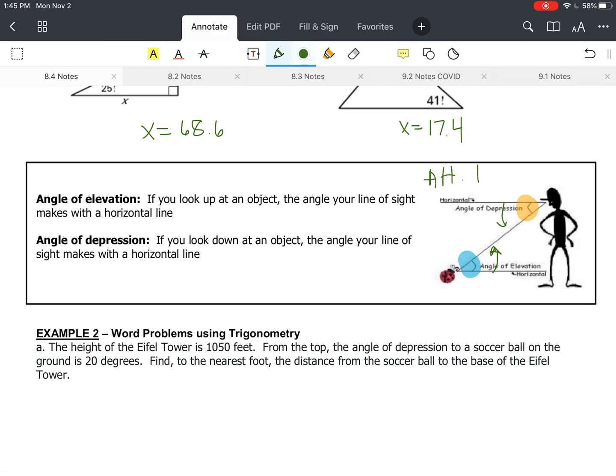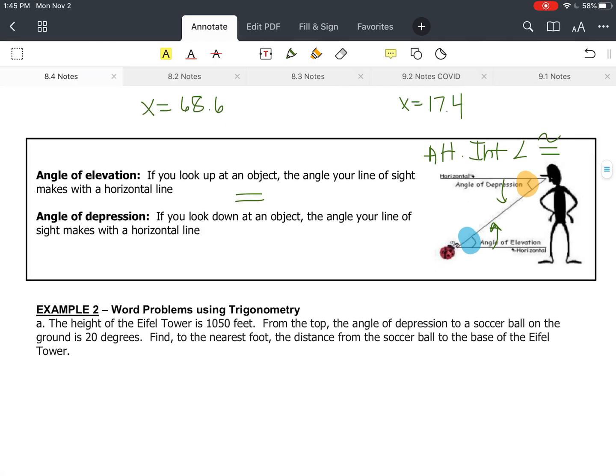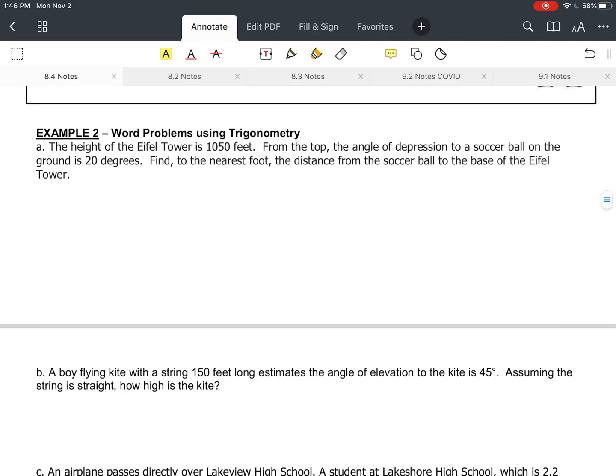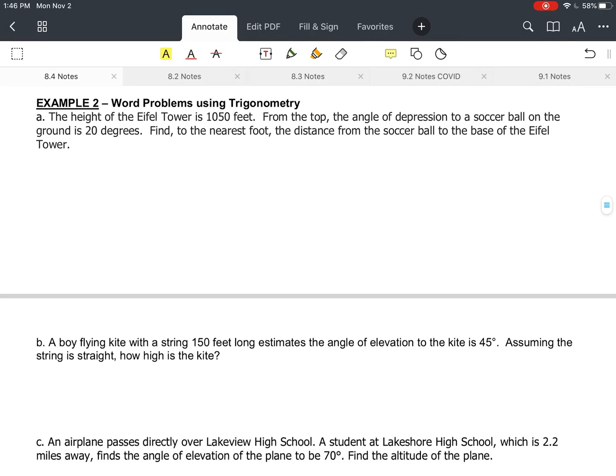Notice the orange angle and the blue angle here. They are alternate interior angles, back from chapter 3. We learned that given 2 parallel lines, and horizontal lines will be parallel, alternate interior angles are going to be congruent. So it turns out that these 2 angles, the angle of elevation and the angle of depression, are going to be equal. So you can always label one and then use the other because you know they will be the same.